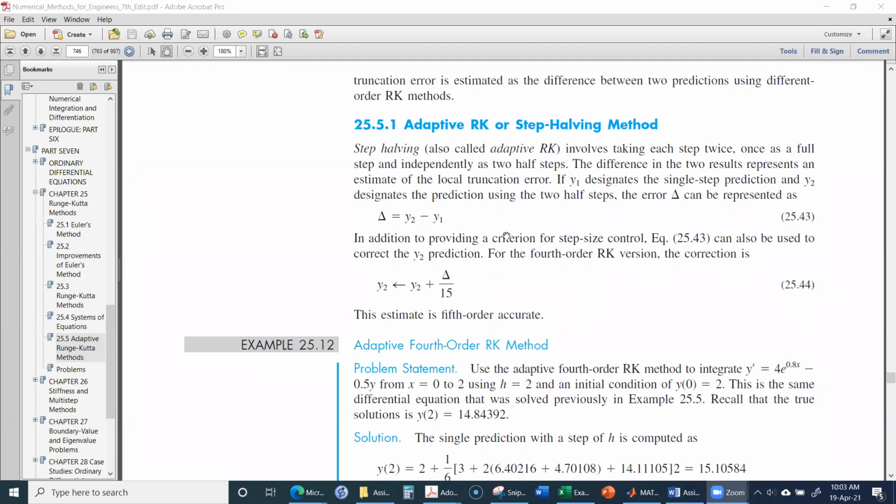In this case, we take each step twice: once as a full step, and independently as two half steps. The difference in the two results gives an estimate of the local truncation error. That truncation error is divided by 15 and added to the second estimate, with the two step sizes, to find the refined estimate of y2.